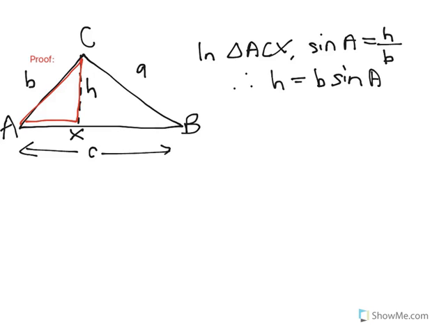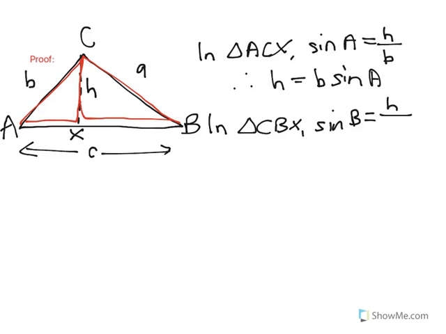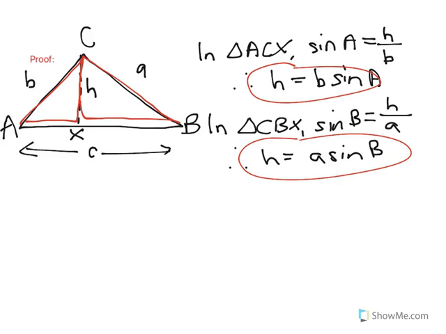Alright, well let's look at this right-angled triangle here, CBX. What can we say about that? In triangle CBX, sine B equals the opposite, h, over the hypotenuse, a. And rearranging to make h the subject again, we get therefore h equals a sine B. Well, we now have two expressions for exactly the same height. Well, it's exactly the same height, so we can equate those expressions, and we would write that as this.